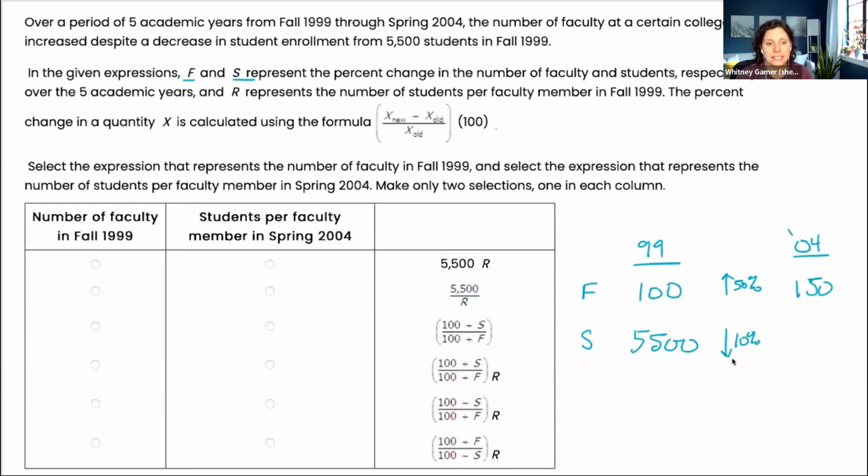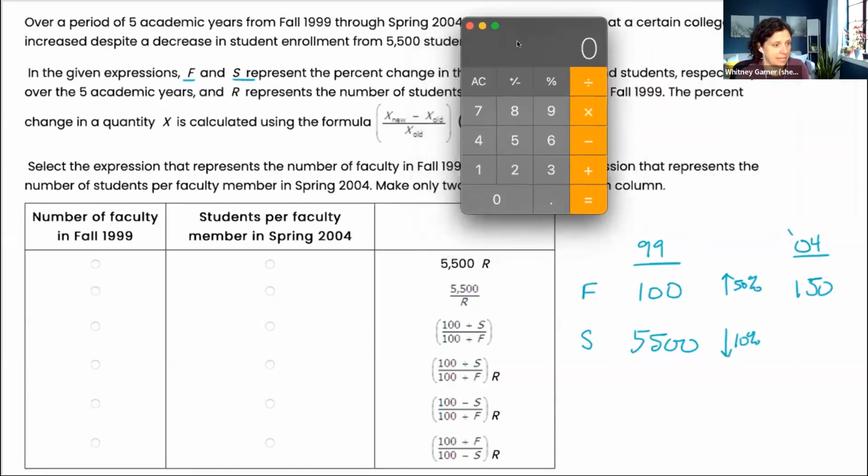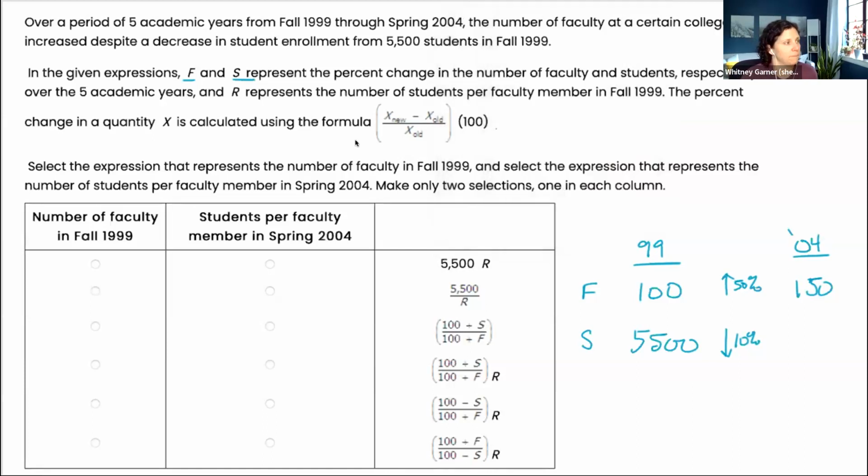If I let this fall by 10%, here's where I'm going to grab my calculator. I know that for 10%, I can just move my decimal point, but just to be sure, times 0.1, we're going to move it twice. I'm going to lose 550 students. So I'm going to take my 5,500 and minus 550 students. So I've got 4,950. Great. Here's my number, 4,950.